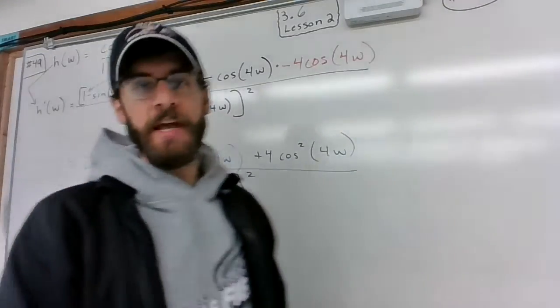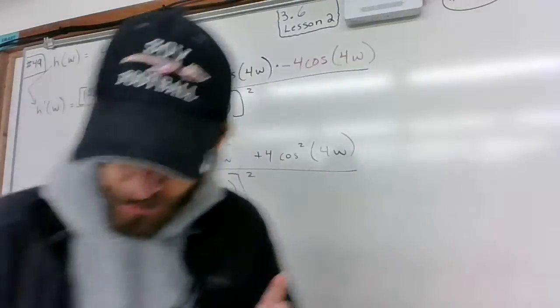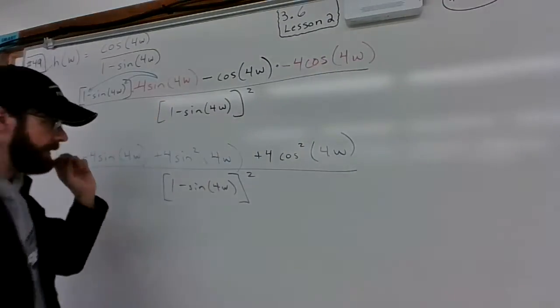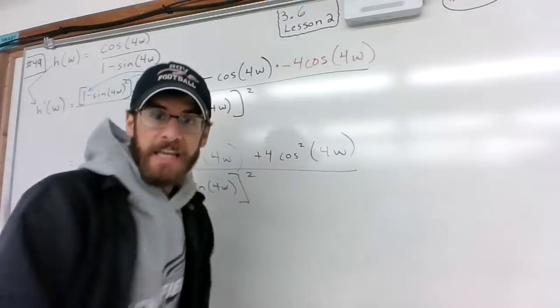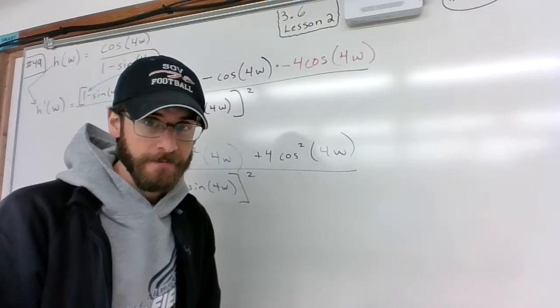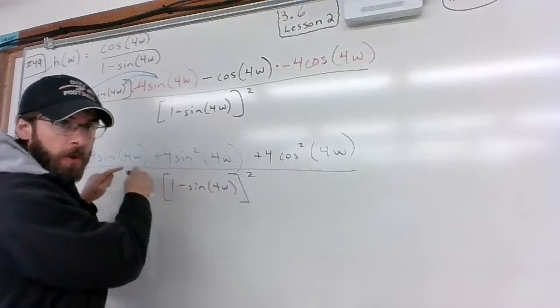Now, normally we'd say, okay, circle it, it's done. But we're noticing something here. Sine squared plus cosine squared is 1. It's a Pythagorean identity. And they both have a 4 out front. So what if I factored that 4 out?